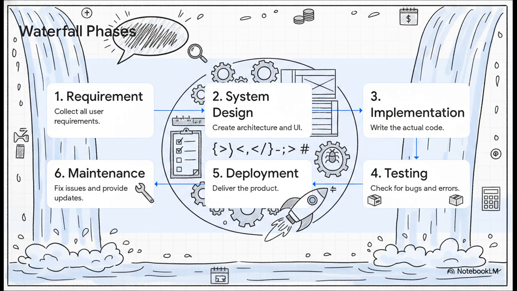And here are those rigid steps. First, you gather all the requirements. Not some, all of them. Then, you design the entire system. Only after that's done do you write all the code. And then finally, you test the whole thing at the very end. This works pretty well for projects where you know exactly what you need from day one. Think something stable, like a company's internal payroll system.